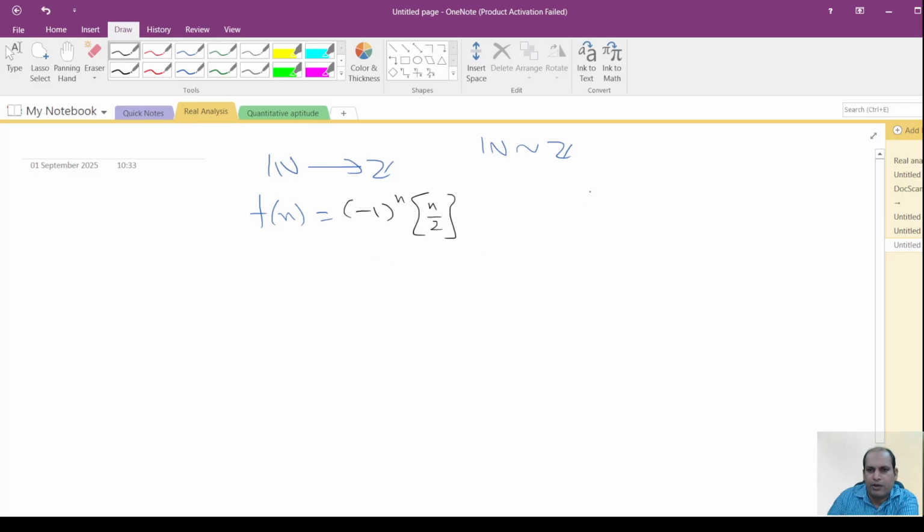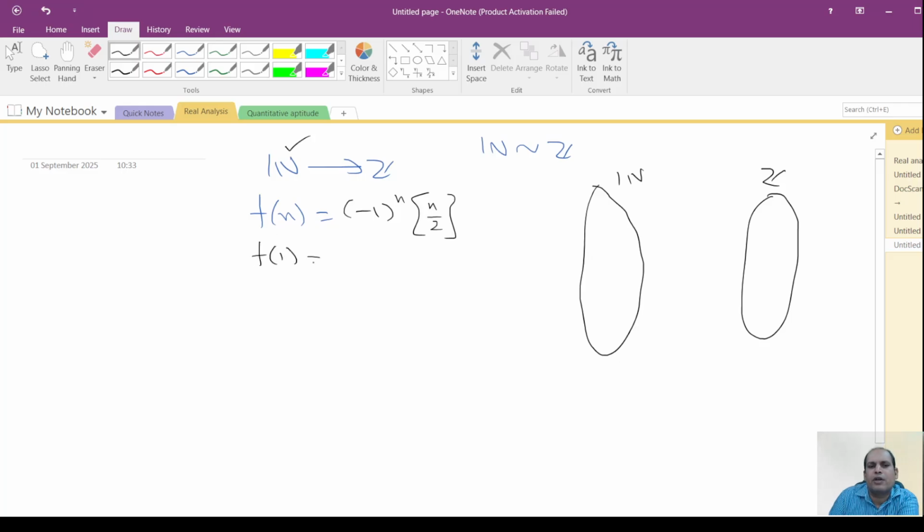Now look at the mapping here. For the sake of explanation, let me draw N and Z. In the set of natural numbers the first element is 1, so put n equal to 1 here. We will get (-1)^1 times ⌊1/2⌋. This is the greatest integer function, so ⌊1/2⌋ is 0, and overall we will get 0. So what is going on? 1 is mapped to 0.